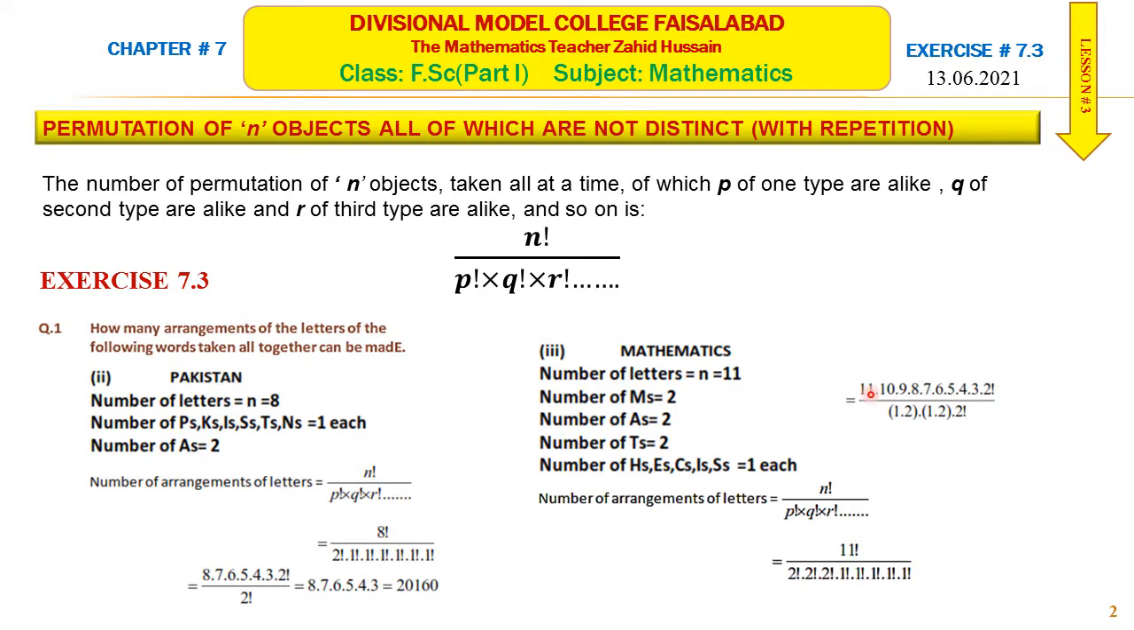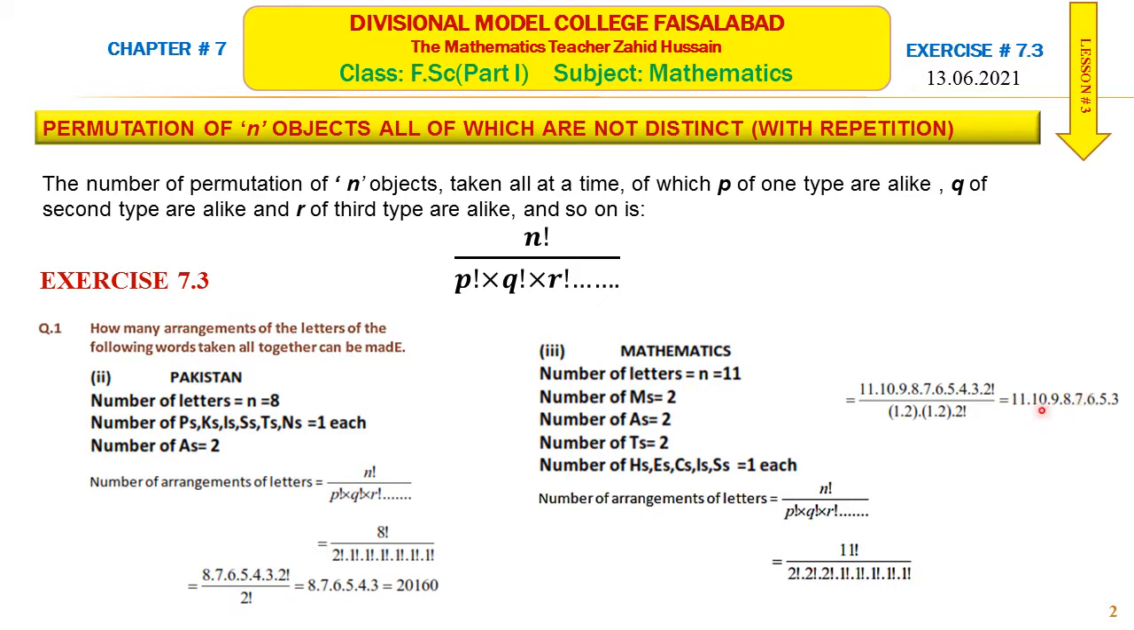It is 11 factorial: 11 multiplied by 10, 9, 8, 7, 6, 5, 4, 3, 2 factorial. There is 2 factorial. Cancel this 2 factorial with 2 factorial, and the other 2 factorials are written as 1 multiplied by 2 and 1 multiplied by 2. These two 2s are 4. 4 is cancelled with this 4, and we will be left with 11, 10, 9, 8, 7, 6, 5, 3.